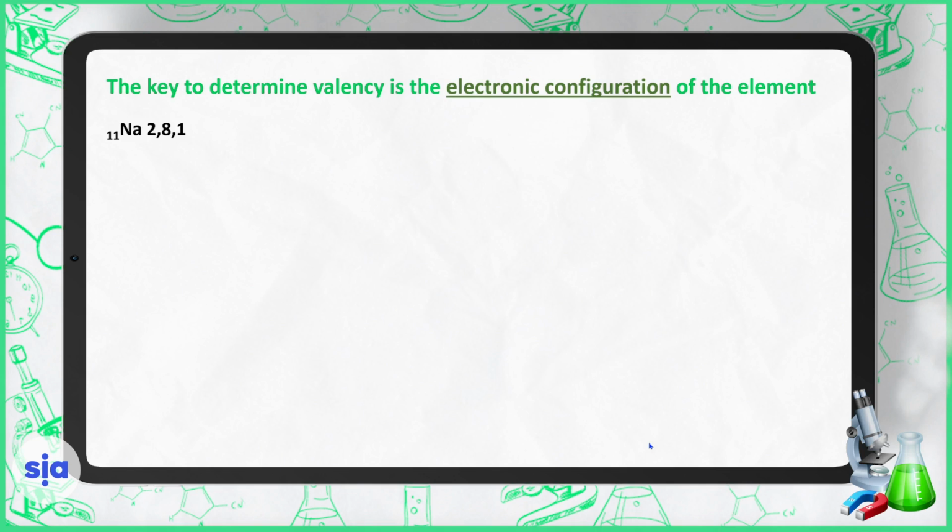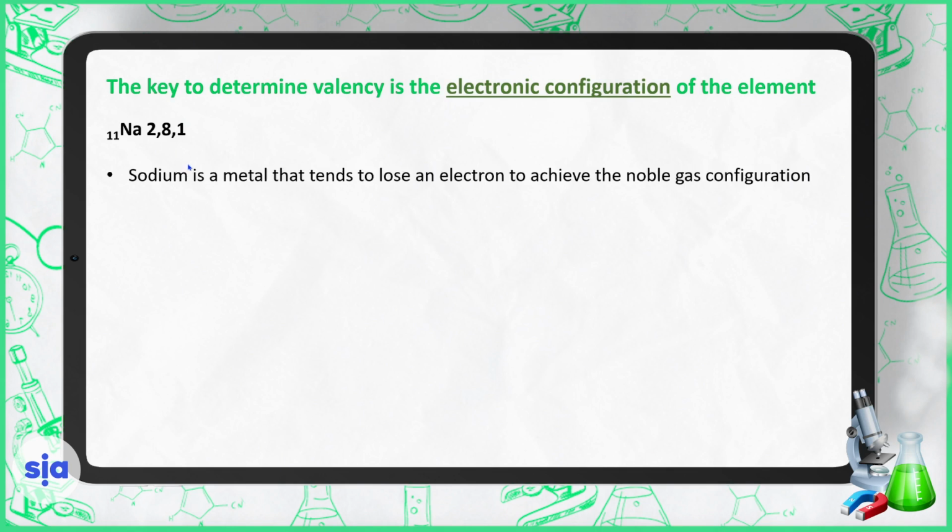So, for example, sodium with 11 electrons: 2, 8, 1. Sodium is a metal. It's a metal because the outer energy level has less than 4 electrons. It tends to lose an electron to achieve the noble gas configuration. Its valency is equal to 1.